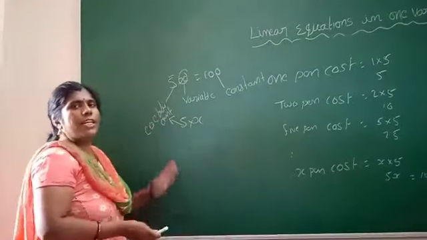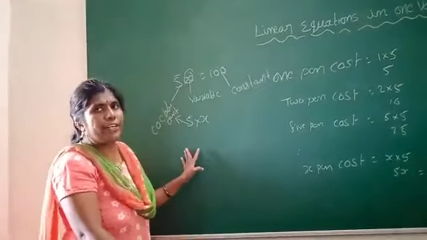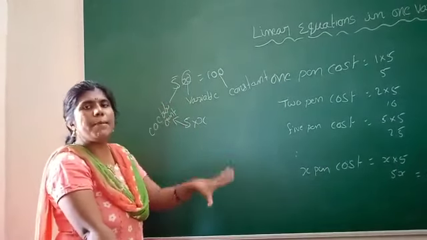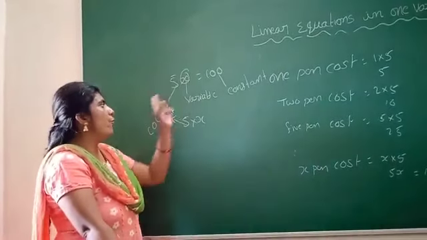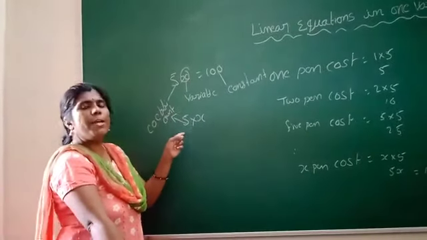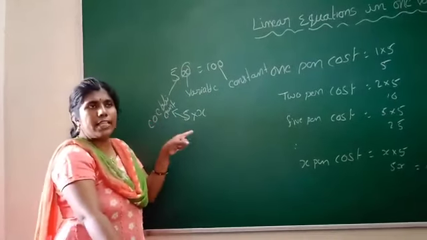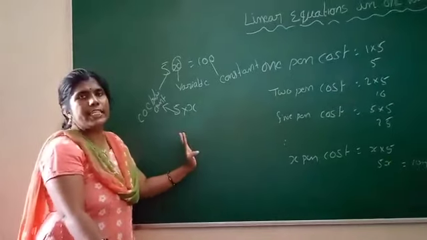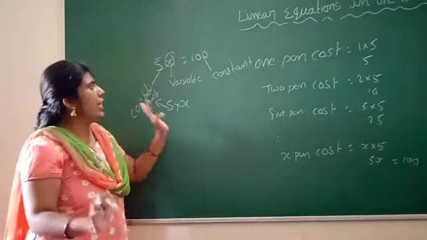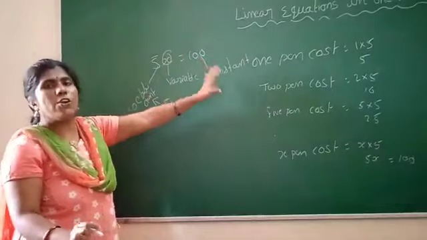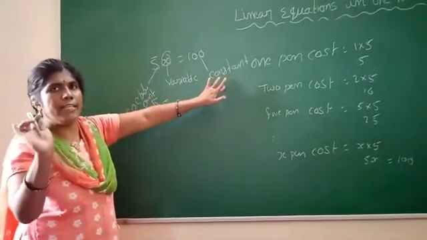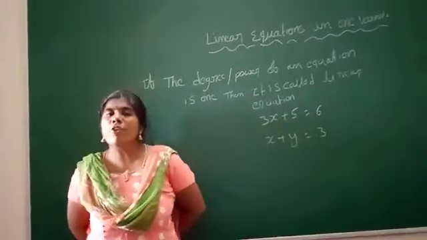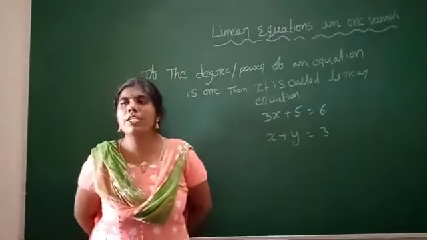Is it clear? What is the constant and coefficient? A constant is only a number. It is a fixed value. A coefficient is the number before the variable, the number that multiplies the variable. Is it clear, children? Coefficient, variable, constant. Okay? Is it clear to understand what is the coefficient, variable and constant?